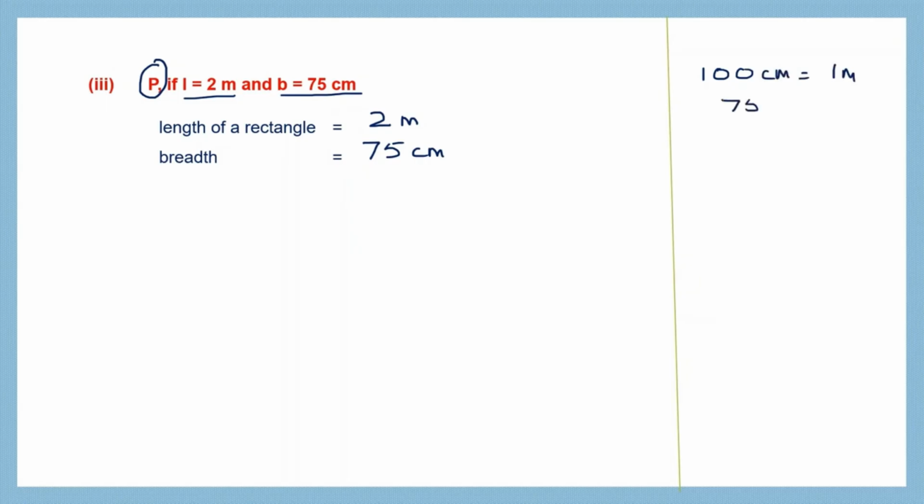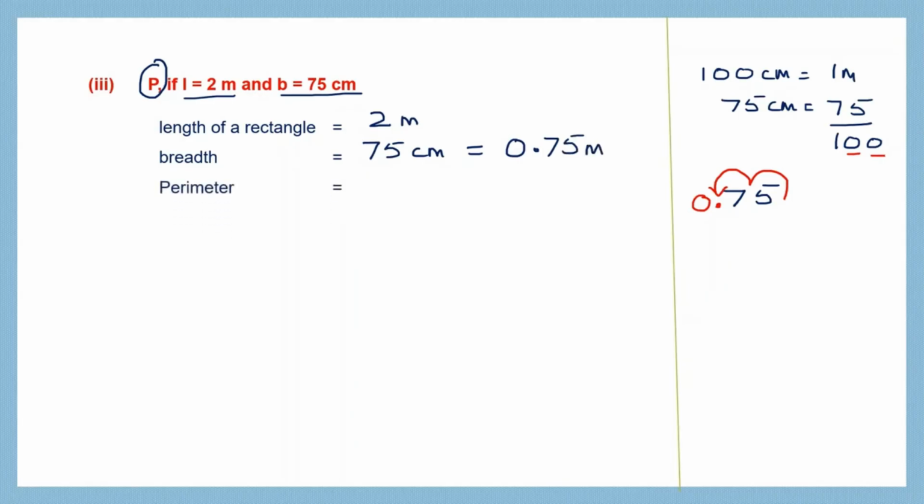Therefore 75 centimeters will be 75 by 100. So 75, we'll write it as it is. Now we'll look at the denominator. There are 2 zeros. So our point will move 2 places to the left, and the point comes here. So we have a number before that, 0. So we have converted this to 0.75 meters. Now the units are the same.